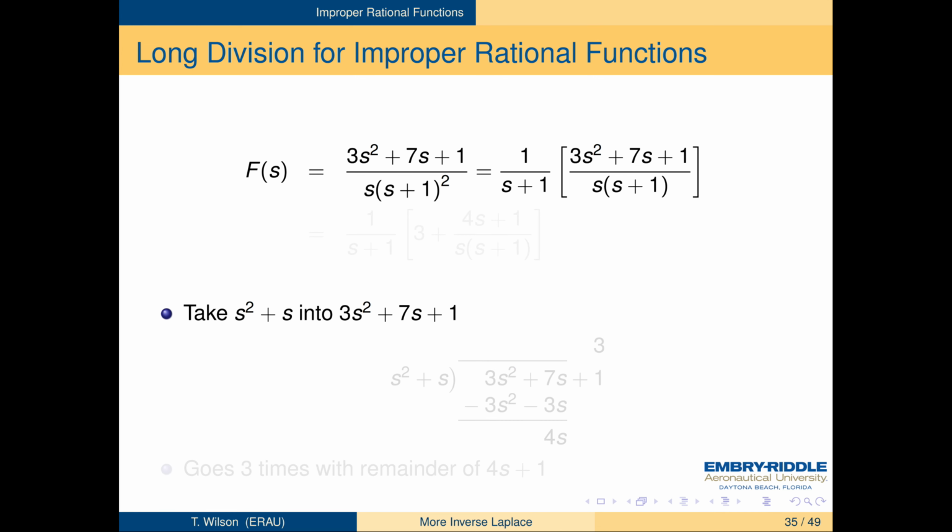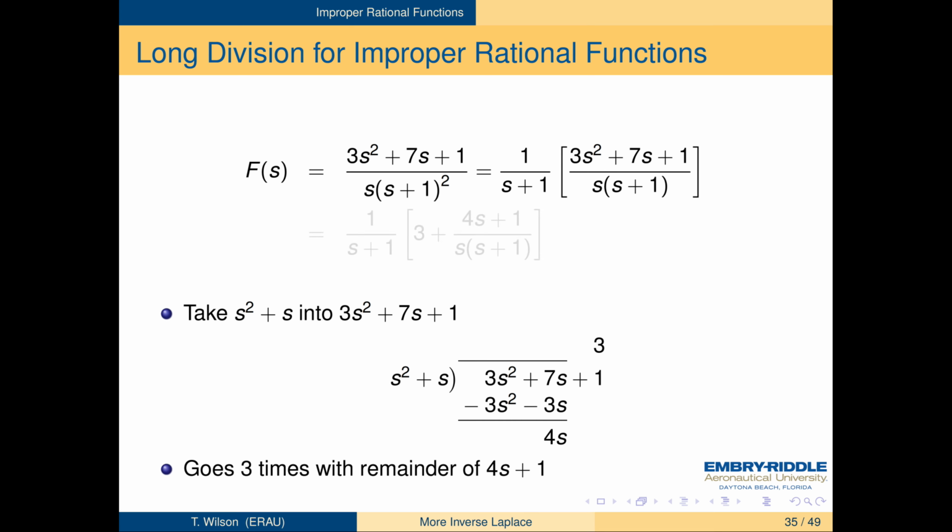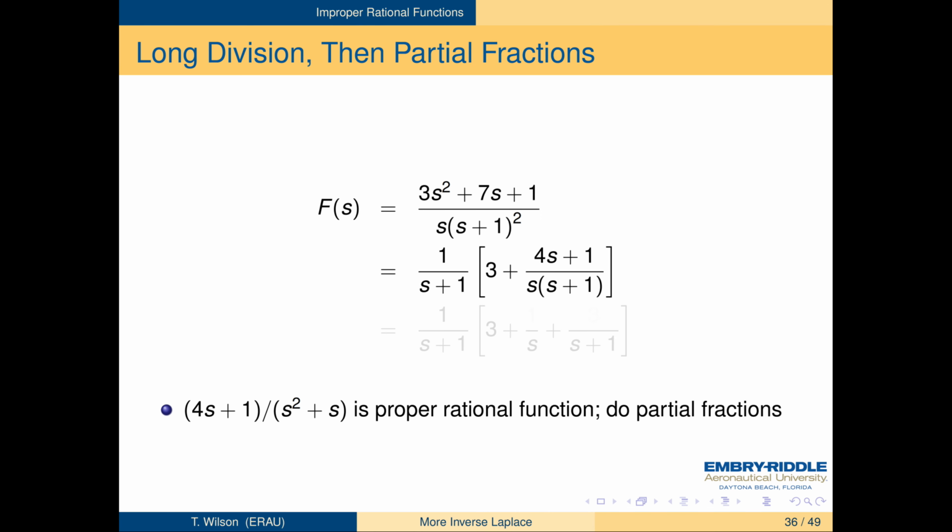Let's take s squared plus s into 3s squared plus 7s plus 1. S squared plus s goes into 3s squared plus 7s plus 1 3 times with a remainder of 4s plus 1. Next, we expand 4s plus 1 over s squared plus s into partial fractions.